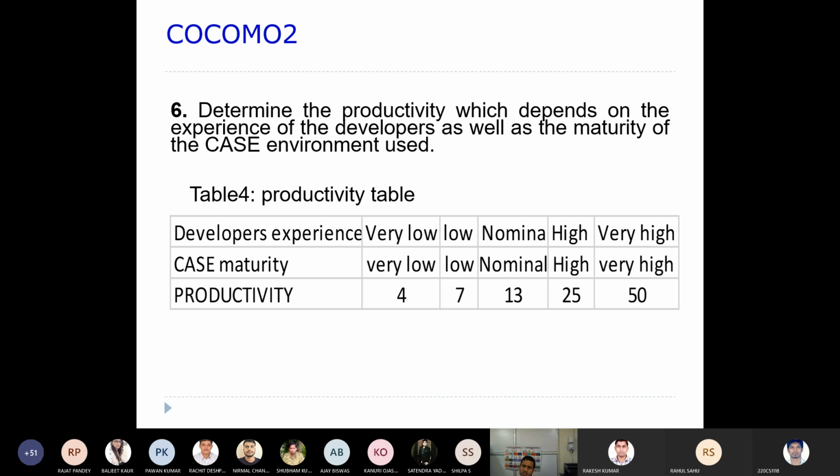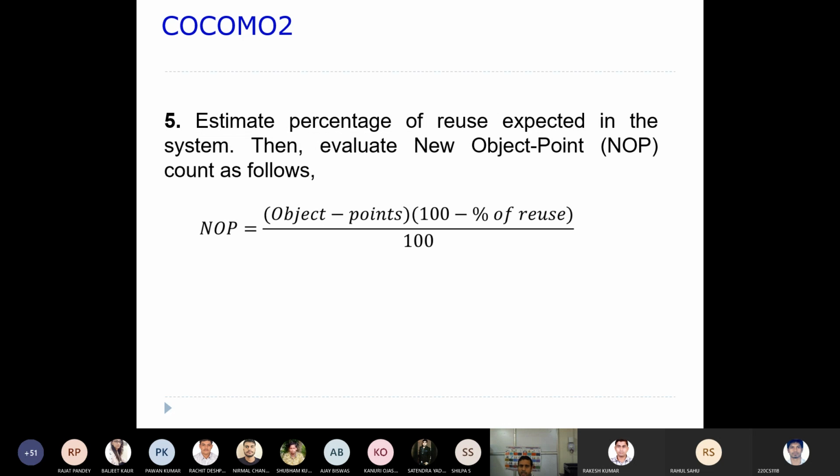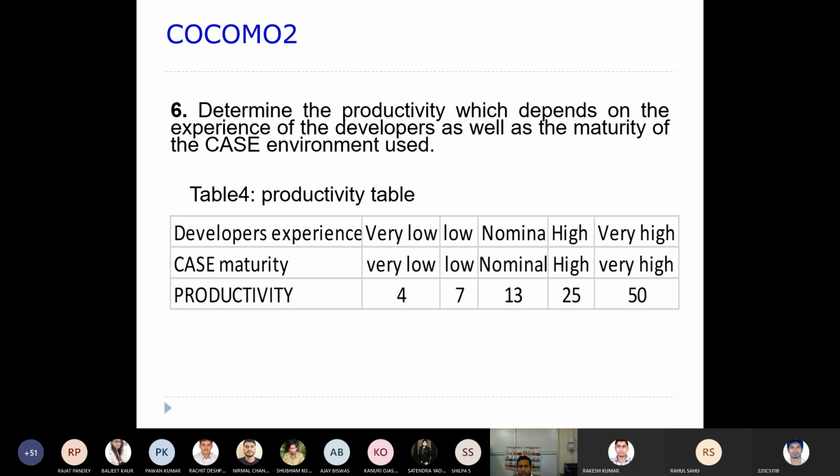Right. So once the new object points are calculated, what do we try to do now? We try to determine the productivity. How much productivity is really required for this software?